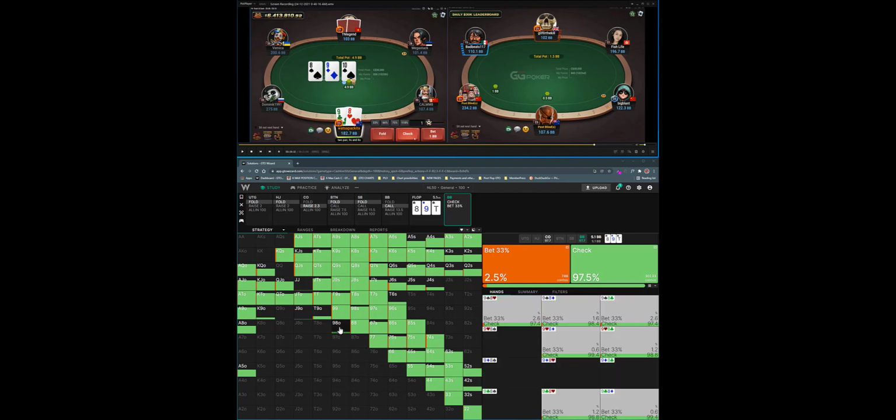We have 9-8 off, and click on that. It's saying we check 98% of the time, and bet a third pot 1.5% of the time. So it looks like I got my mouse on the check button, so I assume I check, which will be the right play.